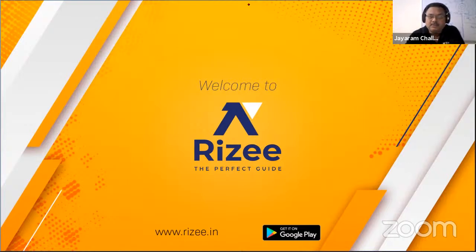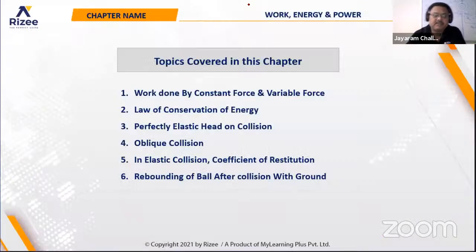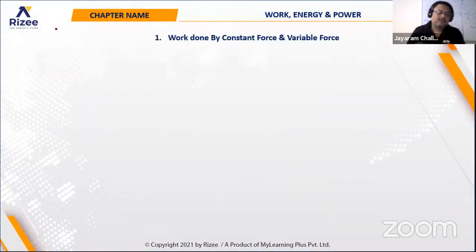And along with that one, some important concepts of the collisions. So now this is the one thing: we are discussing energy and power, and in this one we'll be discussing the work done by the constant force and the variable force, law of conservation of energy, elastic collisions, oblique collisions and coefficient of restitution, and the different cases of the rebounding of the ball after collision from the ground. So coming to the first one, work done.